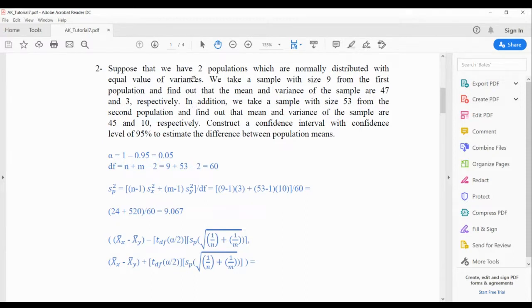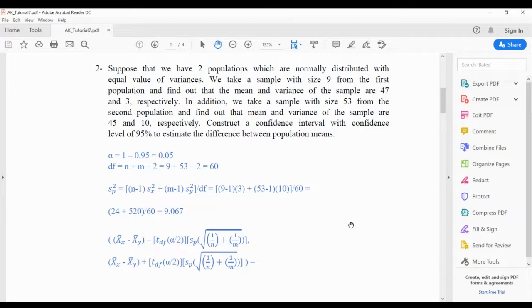So suppose that we have two populations which are normally distributed with equal variances. We take a sample with size 9 from the first population and find out that the mean and variance of the sample are 47 and 3 respectively. In addition, we take a sample with size 53 from the second population and find out that the mean and variance of the sample are 45 and 10 respectively. Construct a confidence interval with a confidence level of 95% to estimate the difference between population means.